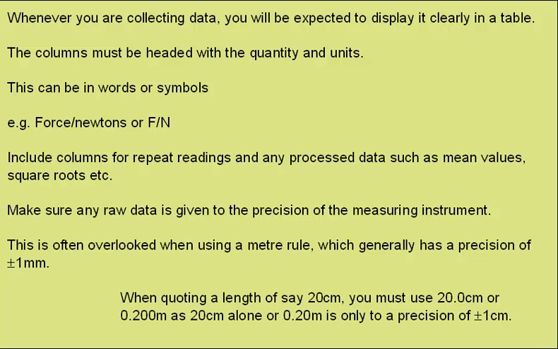So, for example, when quoting a length of, say, 20 centimetres, you must use 20.0 centimetres or 0.200 metres, as 20 centimetres alone, or 0.20 metres, is only to a precision of plus or minus 1 centimetre, and you will lose marks for this.